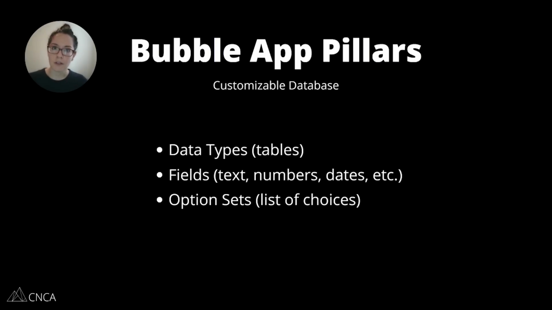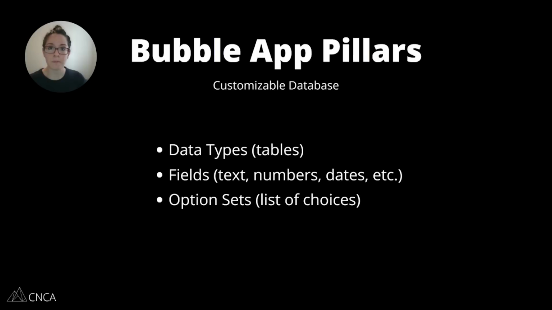Is it a file? Is it a geographic location? There's actually a lot more you can do with fields and their definition, but essentially that is how you tell Bubble what to expect when content is being saved to a particular record. And then option sets, this third point here, this is how you can manage lists of predetermined choices.